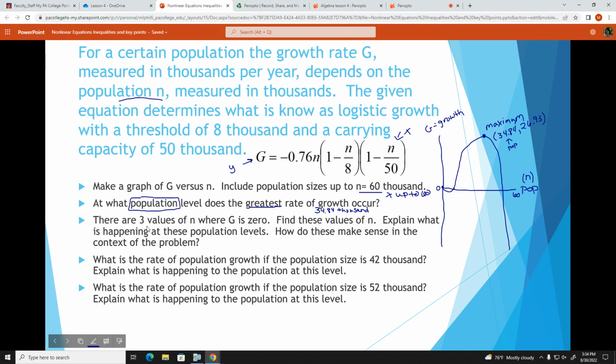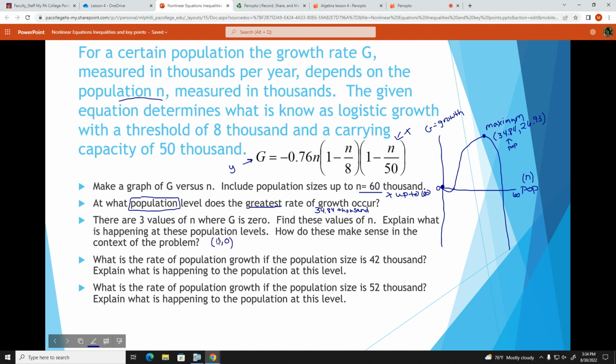Next question. There are 3 values of n where g is 0. Okay, 3 values of n. N is the population. 3 population values where g, growth, is 0. Find these values. Explain what is happening at these levels. How do they make sense? All right. Well, finding the values. I can see one of them is right here. And we actually talked about that before, that this goes through the point 0, 0.